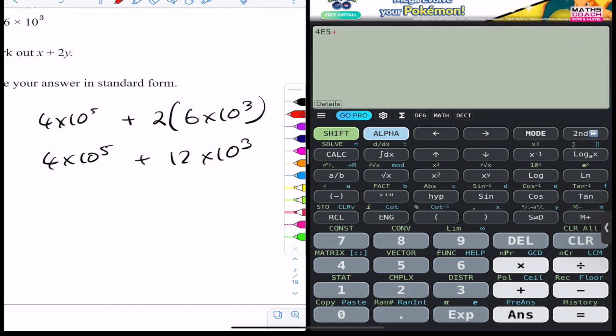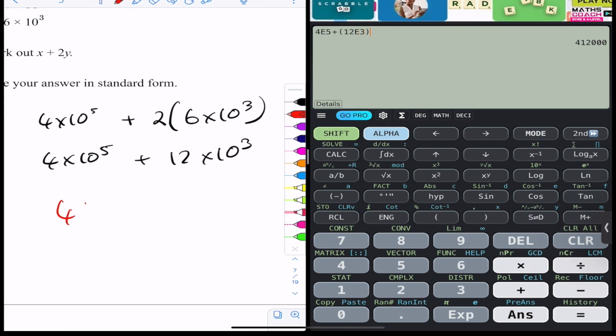Now, it might be a good idea right now to use a bracket so you don't make any mistakes. So I'm going to do the 12 times 10 to the power of 3 like this. So 12 exponential and then the power only, to 3, and I'm going to close that bracket. So I get 412000.